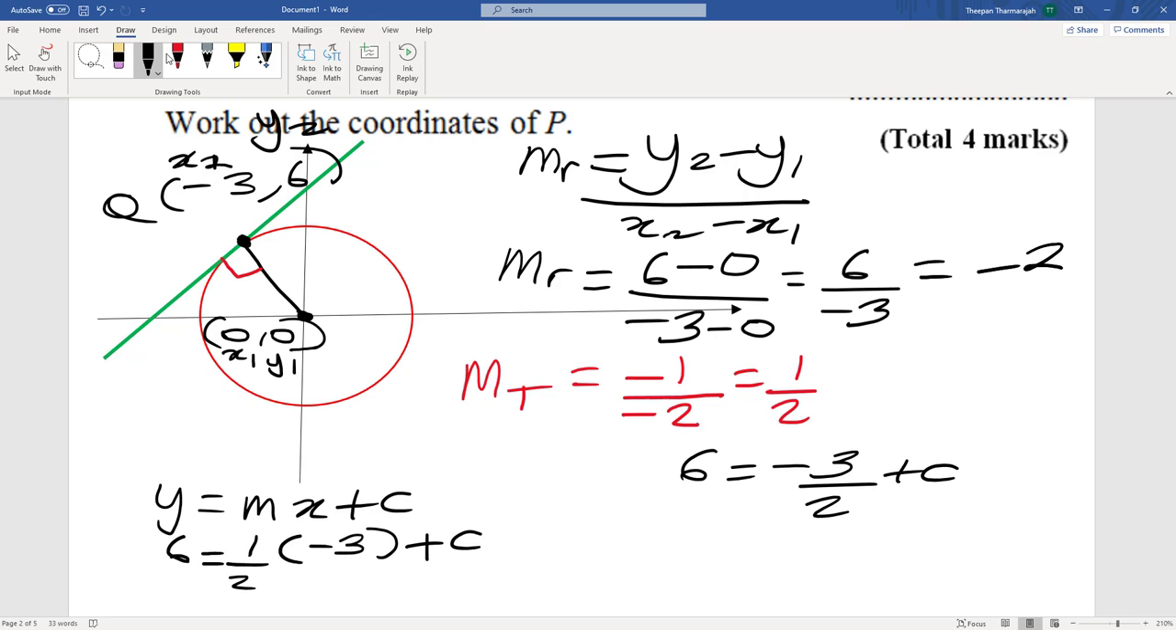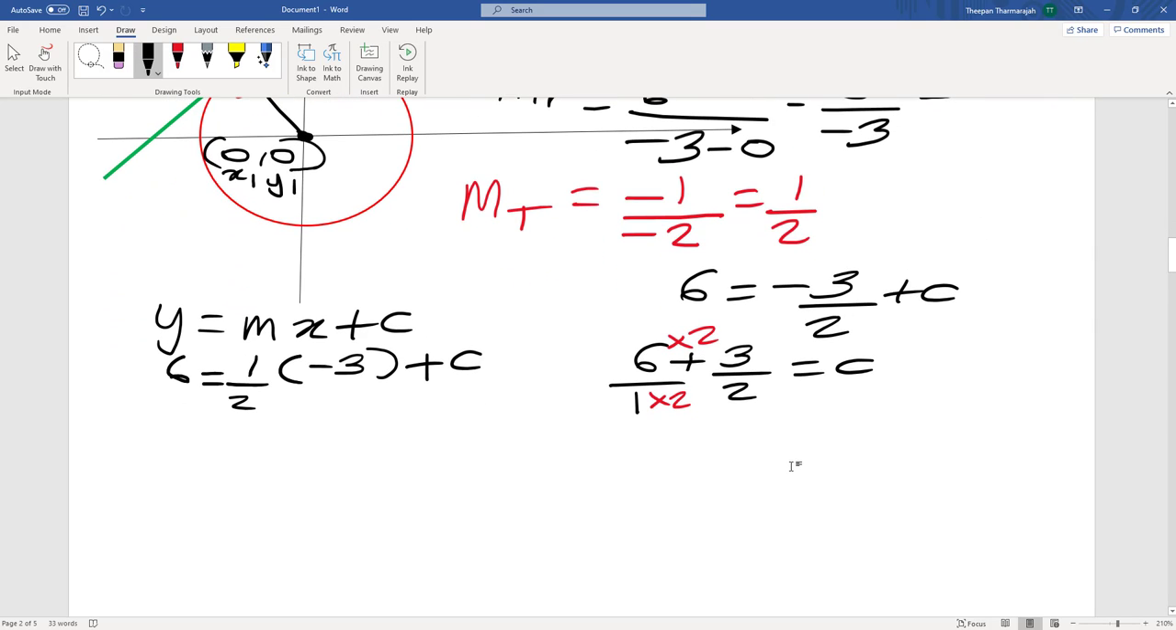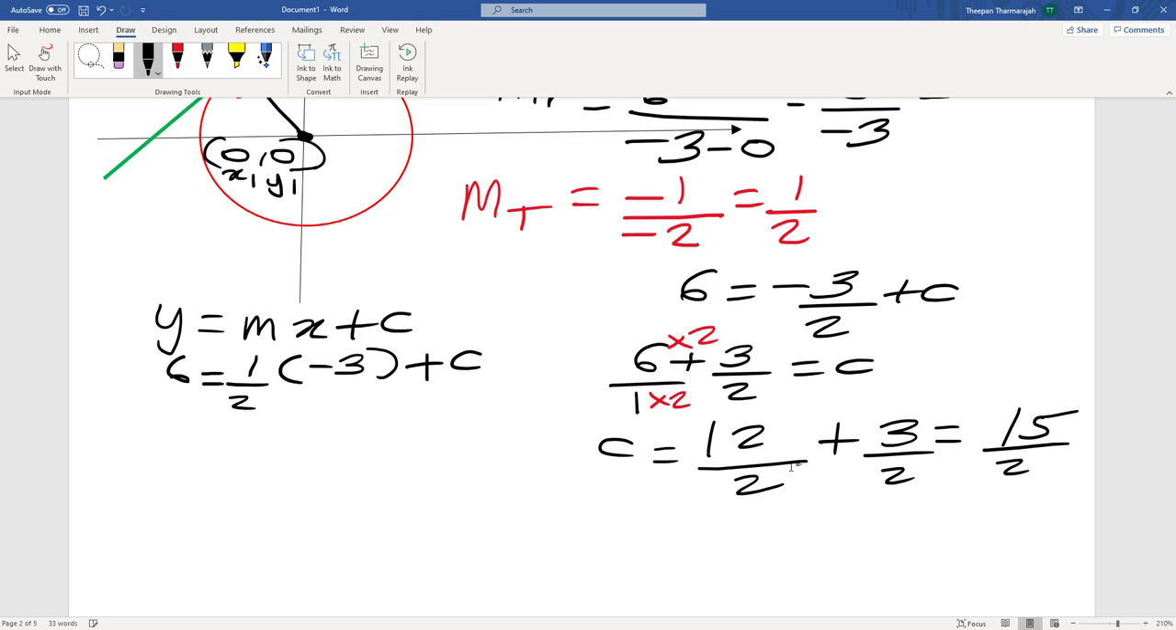Now bringing minus 3 over 2 to the other side, that gives me 6 plus 3 over 2. So we need to make sure we know our fractions here. This is over 1, so we need to make the denominators the same. So we times by 2, and then we can simplify what c is. That will give me that c is 12 over 2 plus 3 over 2, and that will give me 15 over 2. So I could say that the equation of the tangent is a half x plus 15 over 2. Now, if the question stated just work out the equation of the tangent, I'd be done.